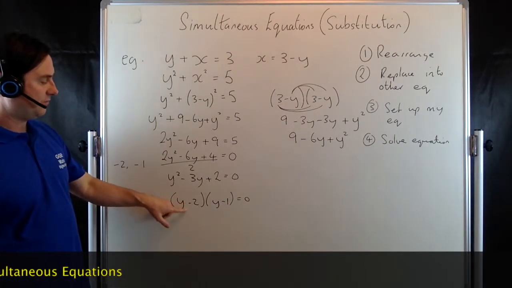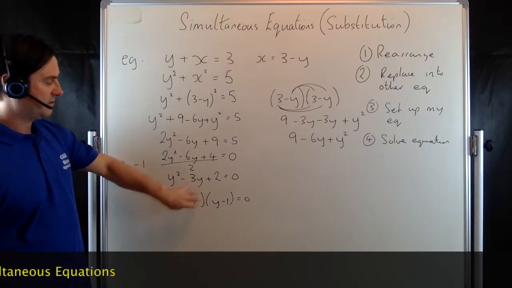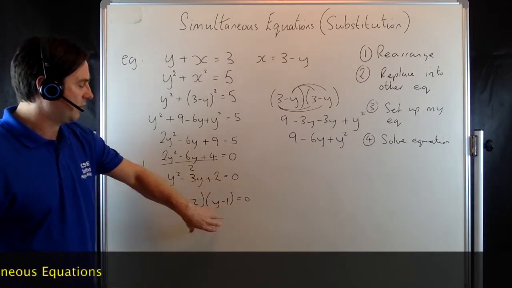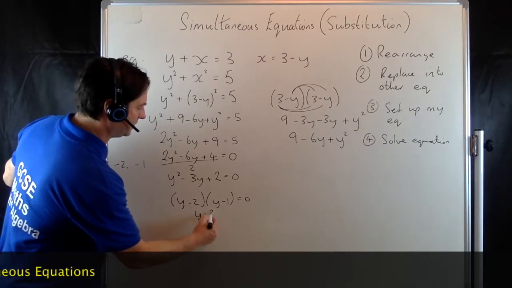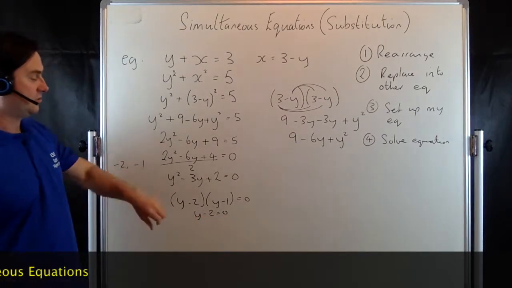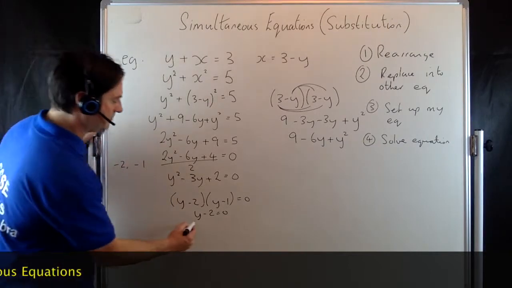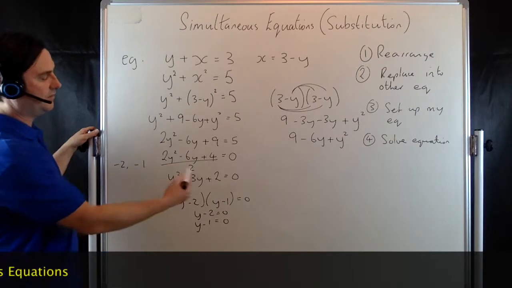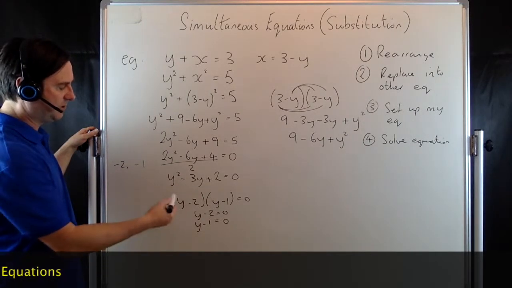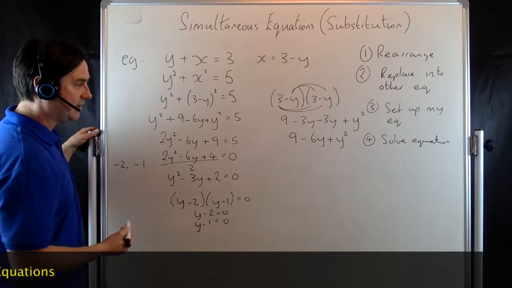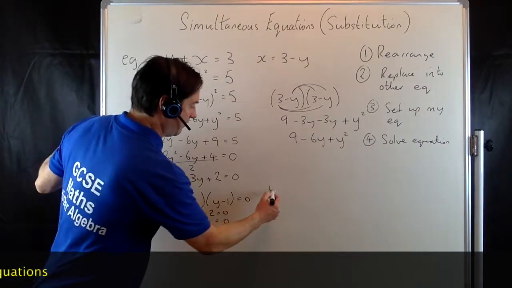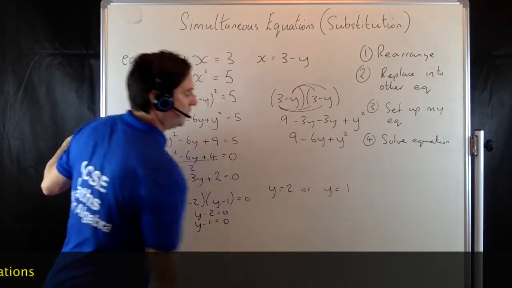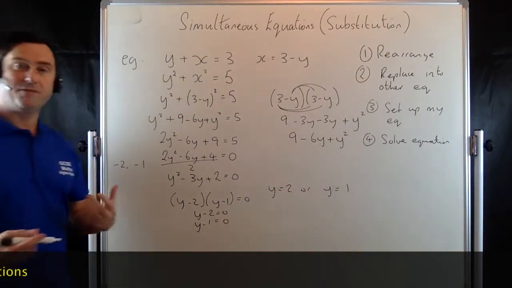We can now solve. Remember, if we've got (y minus 2)(y minus 1) equals 0, if I divide both sides by y minus 1, I'm just left with y minus 2 equals 0. If I'd chosen to divide both sides by y minus 2, I'd be left with y minus 1 equals 0. Simple equations now to solve. If I take the 2 over and the minus 1 over, I get my answers for y. So I'm going to have y equaling 2 or y equaling 1. I've now got my values for y.